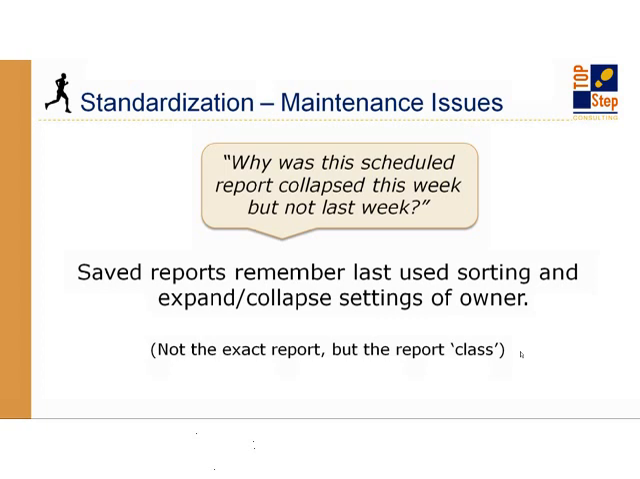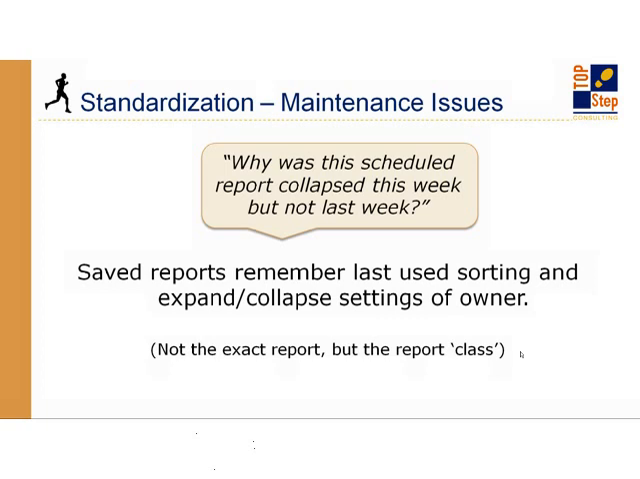That happens because whoever owns that report was in the system using reports and expanding and collapsing, and the system remembered their last settings, and it applied those settings to the scheduled report. But it's worse than that. It's not even that particular report that's shared. It's any report in the same report class. So a report class is like account-wide company summary report. That's a class. Or project detail report is a class of report.